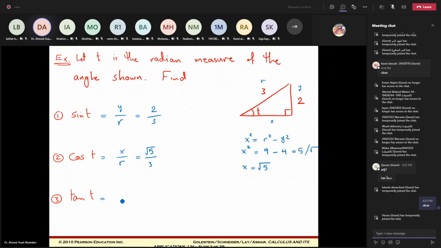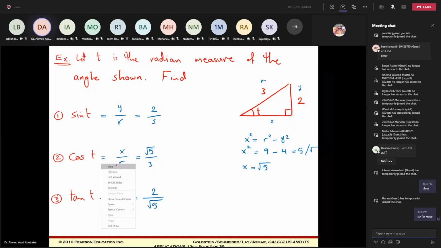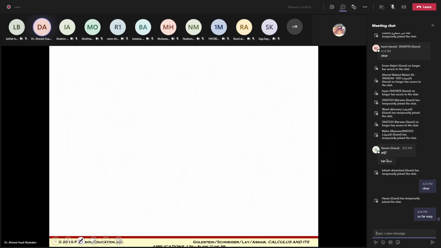The tan t equals opposite y over adjacent x. So we have 2 over radical 5, like this. Okay, any question? Any question? Okay, good.